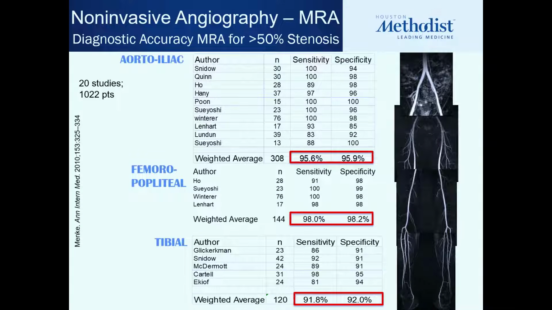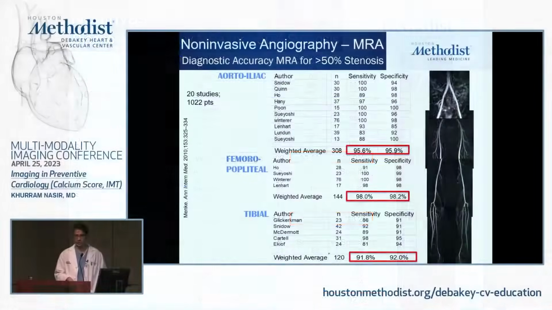MRI is not to be left behind. Also, a contrast enhanced MRI is very, very accurate when it comes to diagnosing disease. So I don't think you have to worry, when it comes to diagnostic accuracy, which of these two modalities you choose.